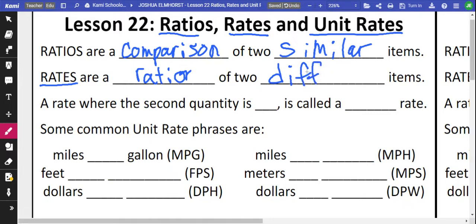So, for example, ratios would be boys and girls, tables and chairs. They're both furniture, they're both students. Rates are going to be different things. For example, miles per hour or dollars per gallon. So there is a special rate where the quantity that's being compared to one is called a unit rate. Unit meaning uno, or a rate being compared to one.